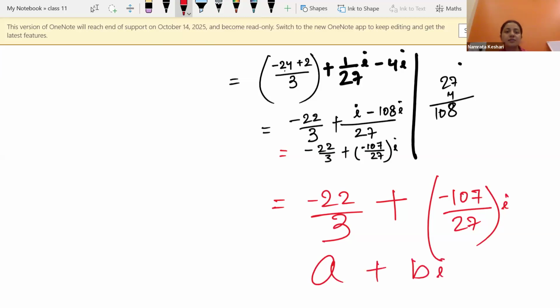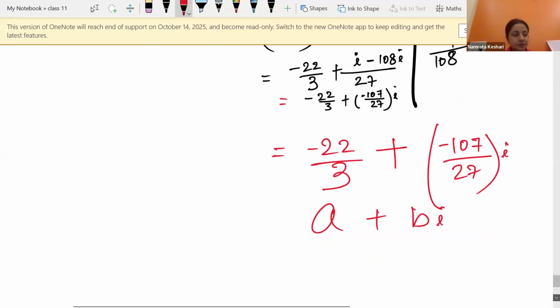A plus bi format we have generated. Is it making sense? Yes. Are you understanding? Yes, teacher. Okay, let's move. Manvi, are you getting it? Yes, ma'am.